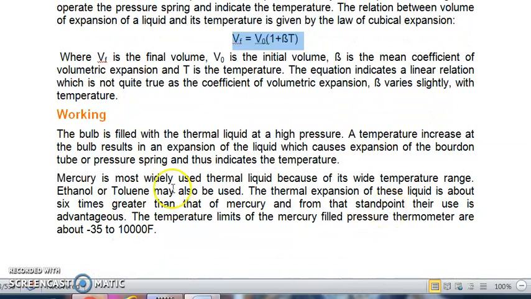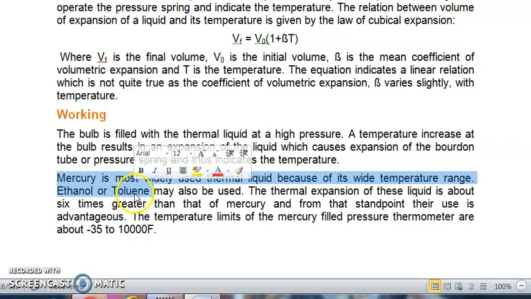I have already explained the working. The bulb is filled with the thermal liquid at high pressure. A temperature increase at the bulb results in an expansion of the liquid, which causes expansion of the Bourdon tube or pressure spring, and thus indicates the temperature. As I have already explained this functioning in the diagram. And here you can see three different materials. Mercury, most widely used, second is ethanol, and third is toluene. They are used for measurement of temperature using a pressure thermometer.